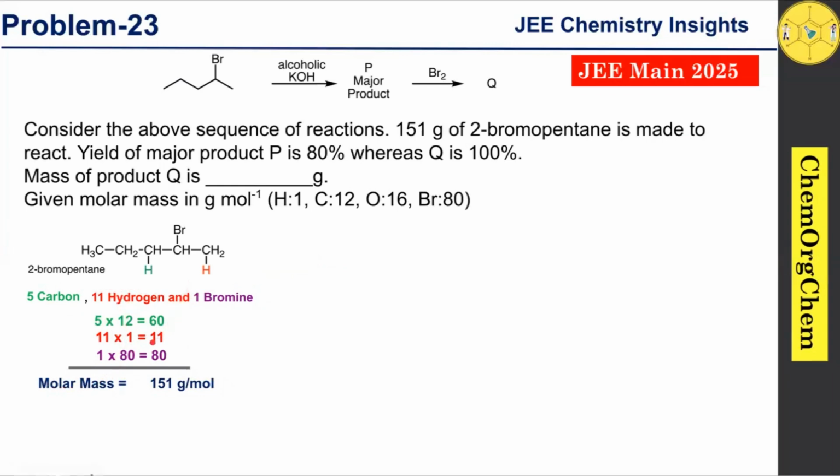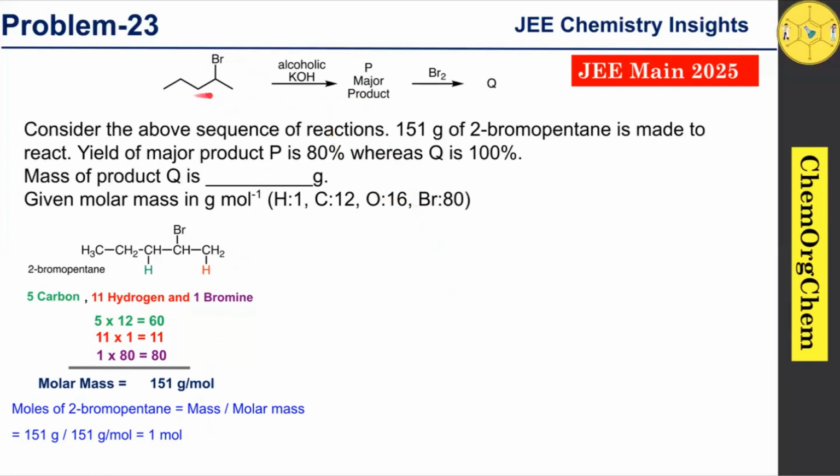Next we should calculate how many moles are involved in this reaction. For that, moles of 2-bromopentane equals mass divided by molar mass. Now you see here they gave 151 gram of 2-bromopentane involved in this reaction. Therefore, 151 gram divided by 151 gram per mole. Now 151 gram and 151 gram cancel each other, resulting in 1 mole. That means 1 mole of 2-bromopentane is involved in this reaction.